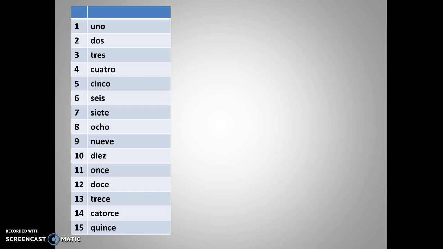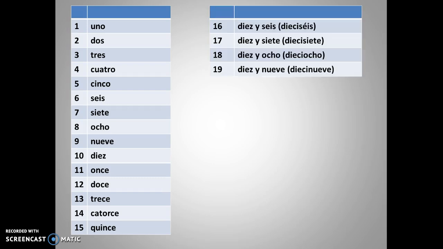11 through 15 are unique numbers as well. 11 is once, 12 is doce, and of course you need to know 1 through 12 for hours on the clock. But minutes, of course, you're going to need to know up to 30. So trece is 13, catorce is 14, and quince is 15. You also need to know 16 through 19.